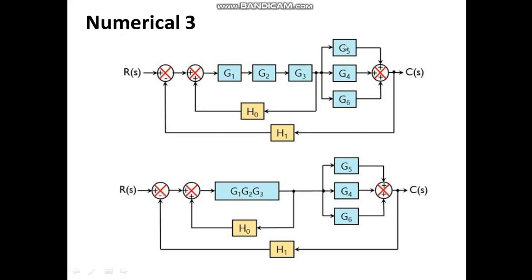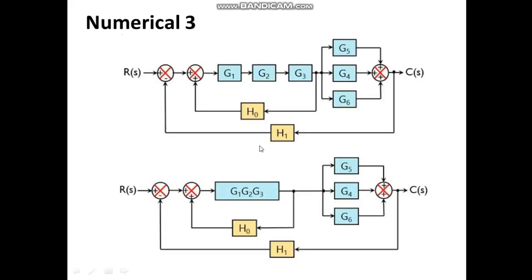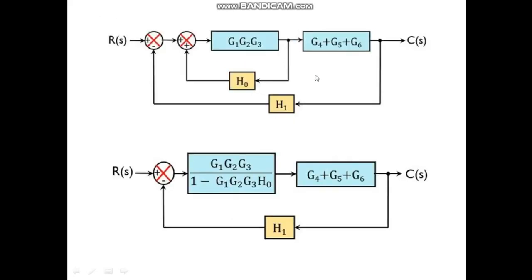Also G4, G5 and G6 have positive sign and they are connected in parallel, so we can take their summation, which is there in the next slide. You can see here we have taken the summation as G4 plus G5 plus G6. So we have reduced two forms, one which was connected in series and another one which was connected in parallel. So we got two blocks with G1, G2, G3 and G4, G5, G6.